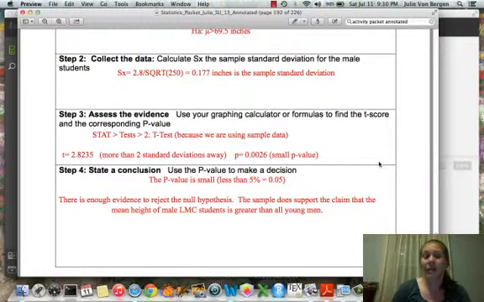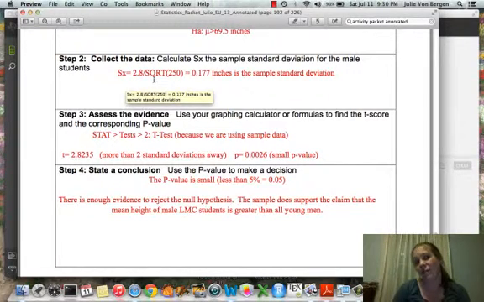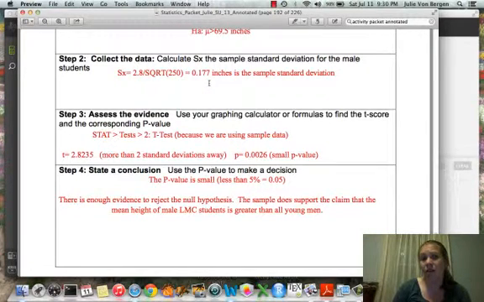Step 2, let's collect the data. So we're going to calculate the sample standard deviation for the male students. So here, S sub x equals 2.8, and then we have to divide by the square root of the sample size. So we divide by the square root of 250, and you can check on your calculator. That works out to be 0.177 inches is the sample standard deviation.